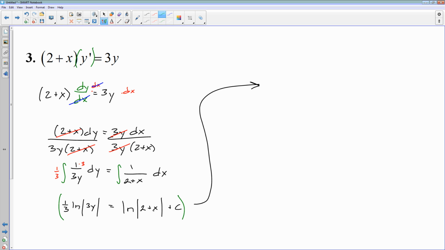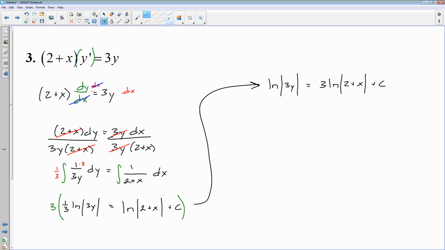All right. Let's see. I will multiply by 3 to get rid of that 1/3. That's going to give me the ln of 3y equals 3 ln of 2 plus x plus some constant. If you triple the constant, it's still some unknown constant.